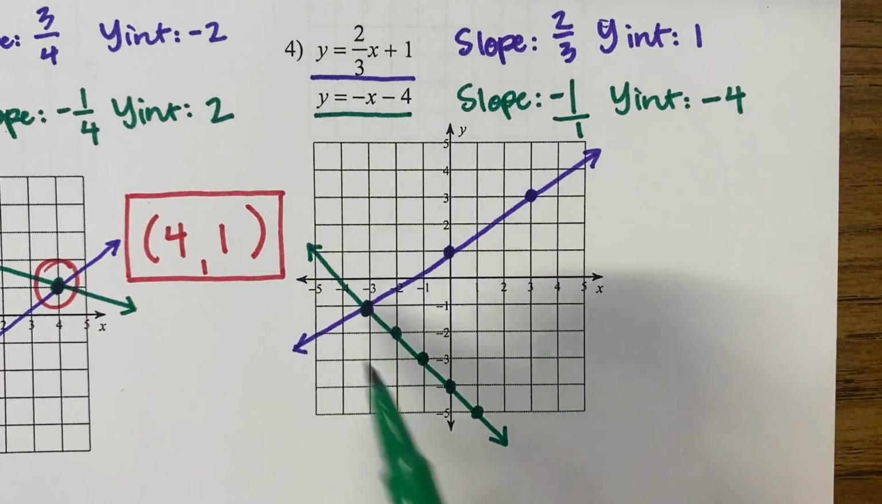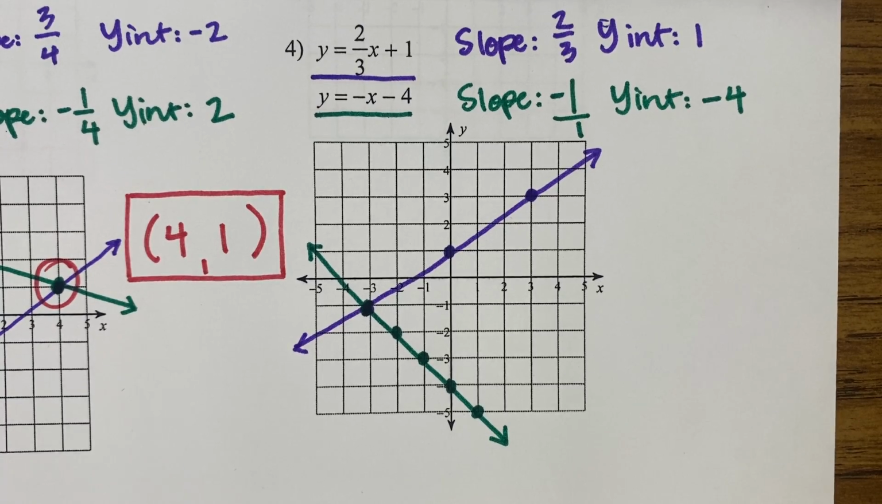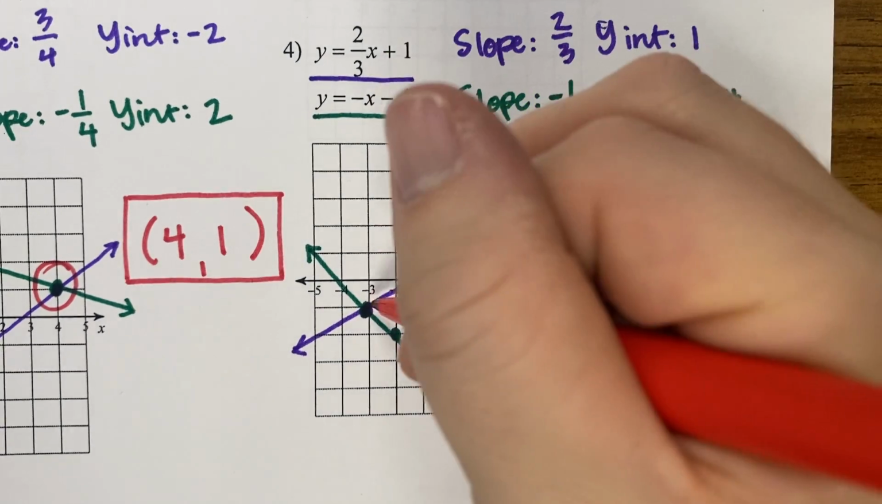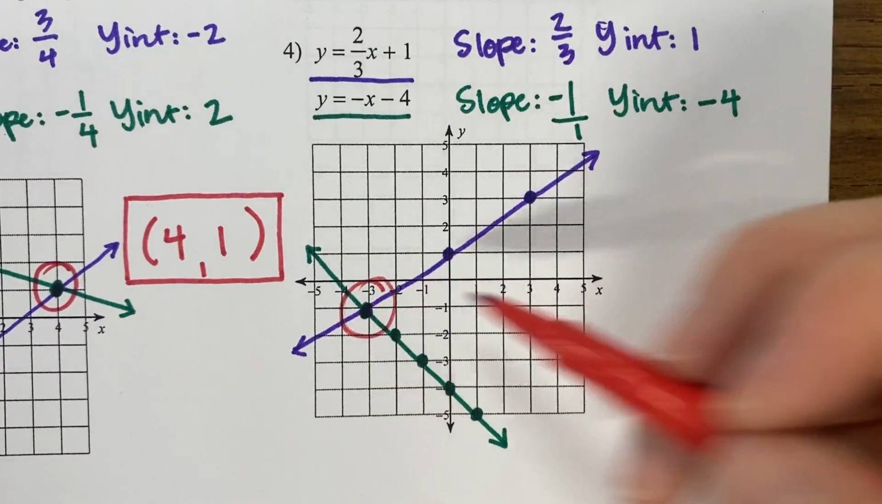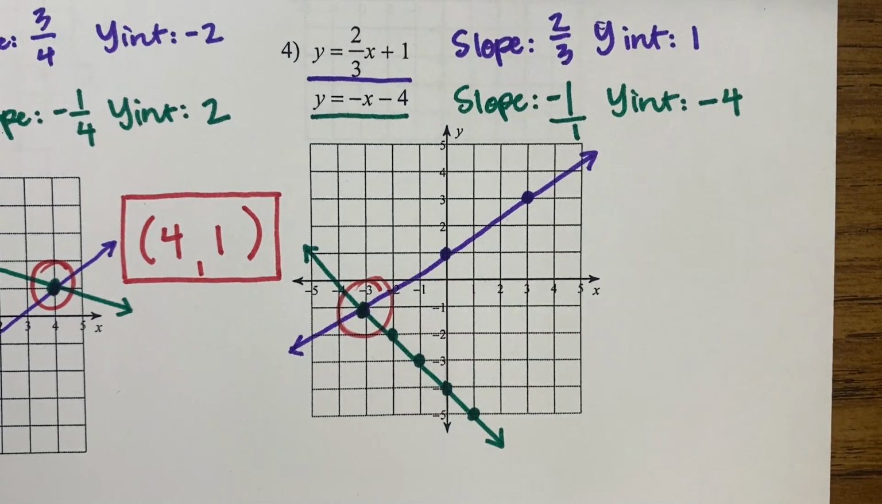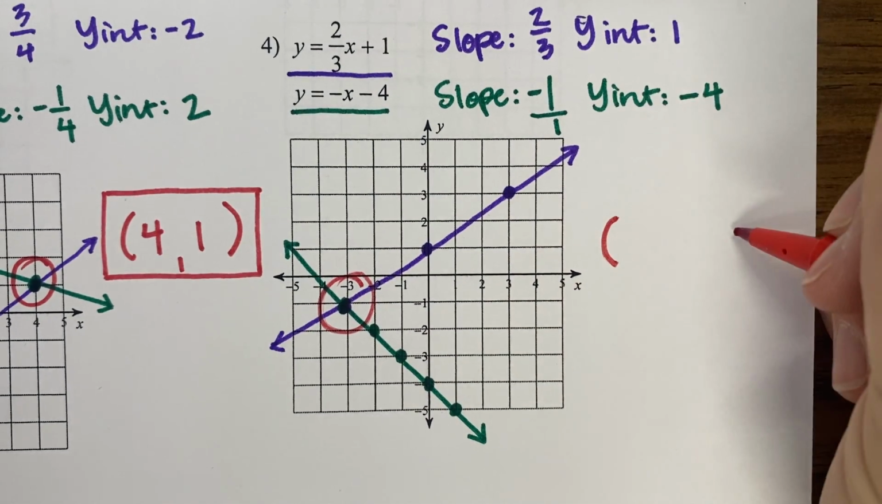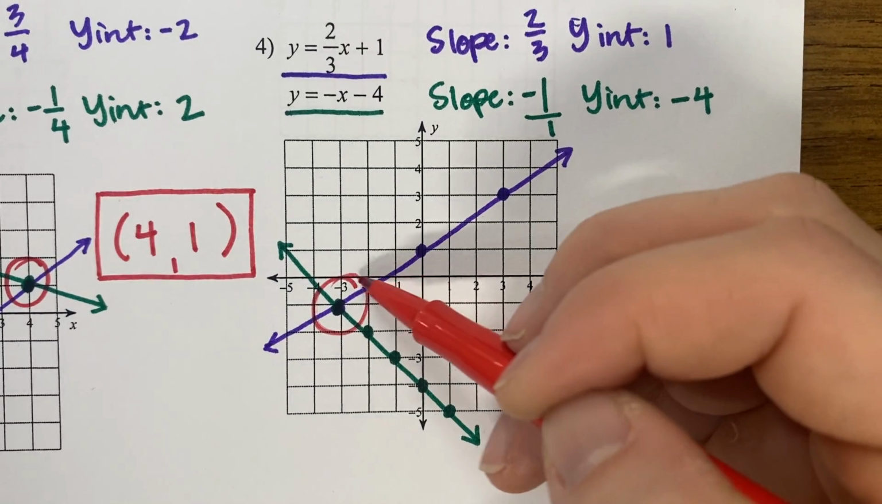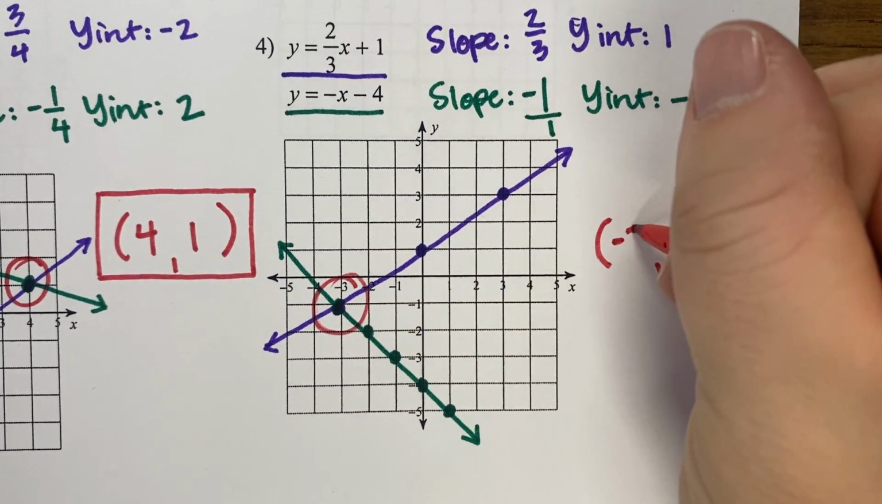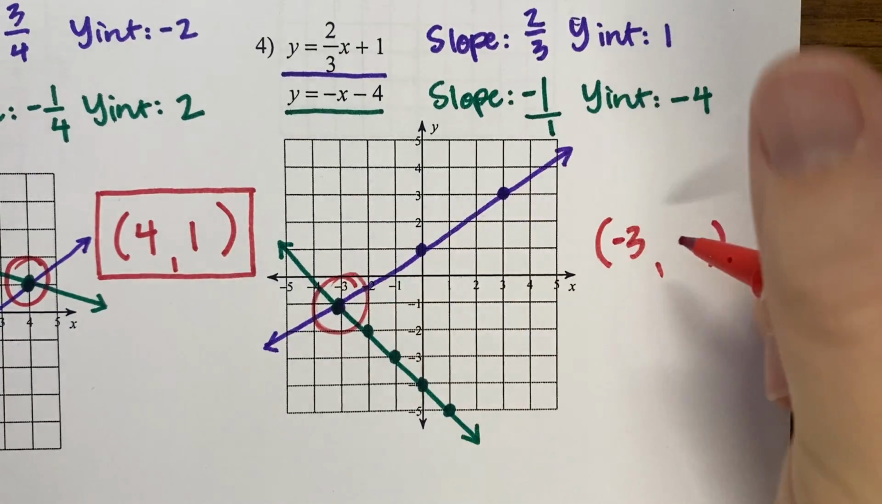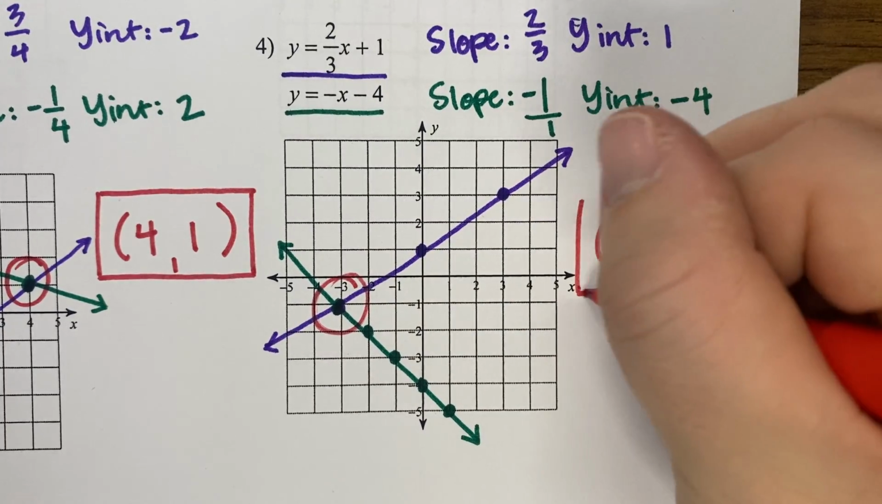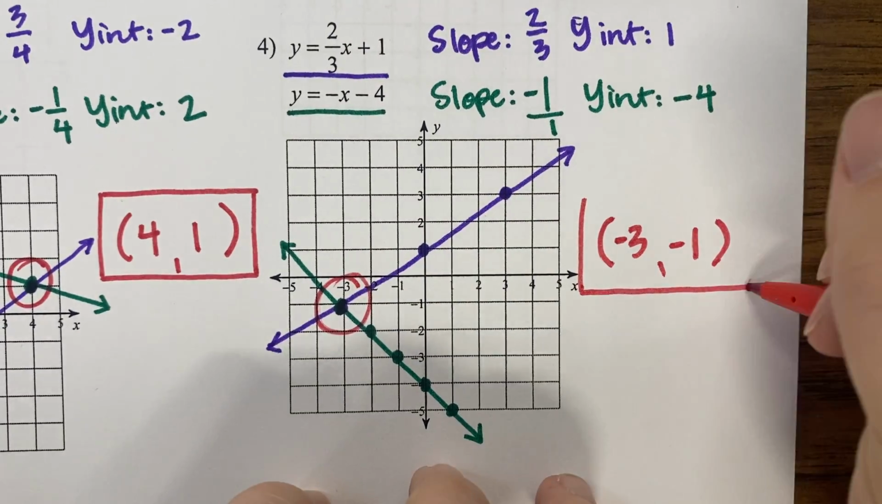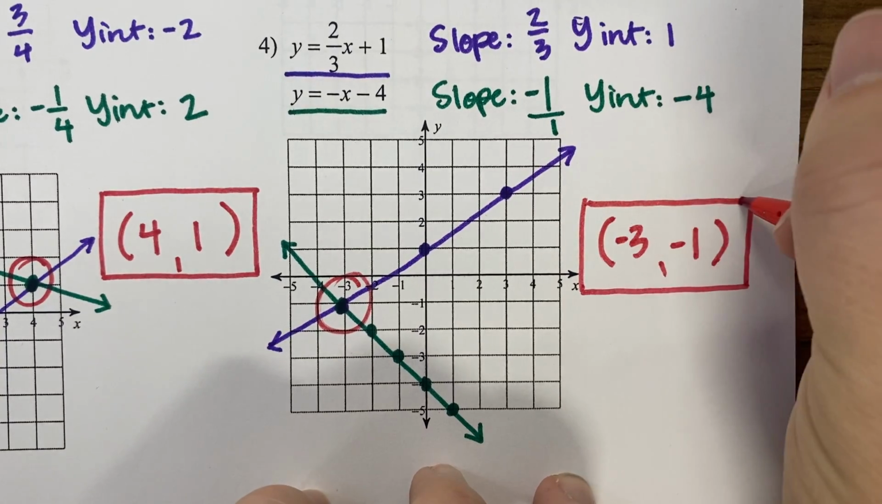Okay, so remember, the graph is not the answer. We just use the graph to find the answer. So our answer is this coordinate point where they intersect. Okay, so we always write it as x comma y. It lines up with -3 on our x-axis and -1 on our y-axis. So our answer is -3, comma, -1 in parentheses.